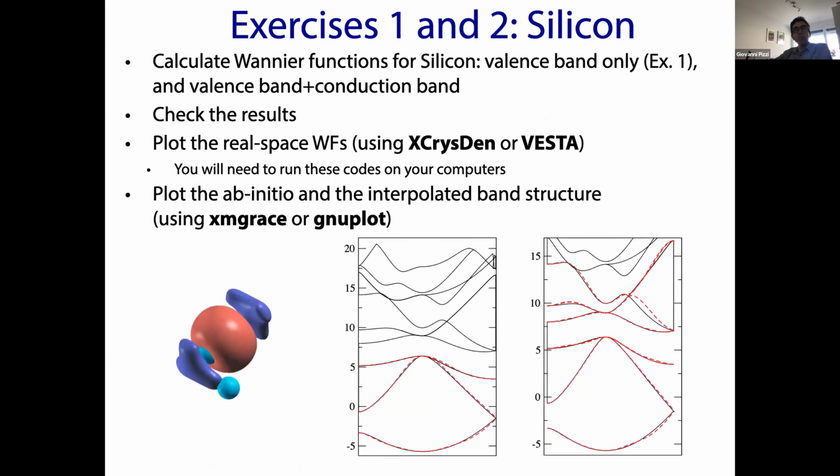So exercise 1 and 2 are the real basic ones, the hello world of DFT and the hello world of Wannier functions. What you will do is compute the Wannier functions for silicon and plot them. We start with exercise 1, just the valence bands. You will compare with DFT, you will plot them in real space, and you will compare the band structure. And exercise 2 is an extension of that to also look at the conduction bands.